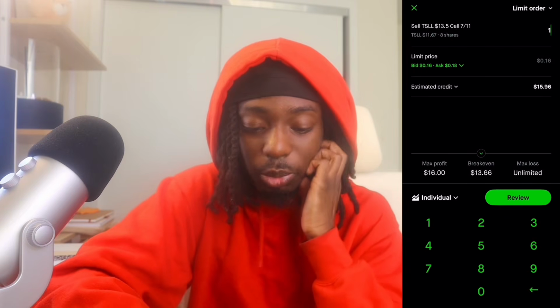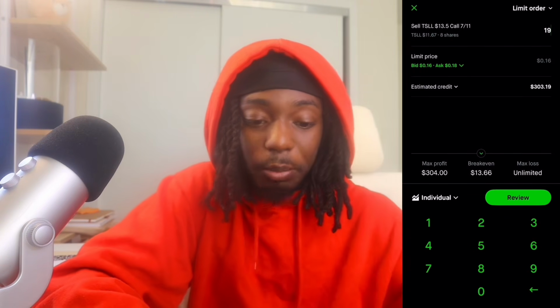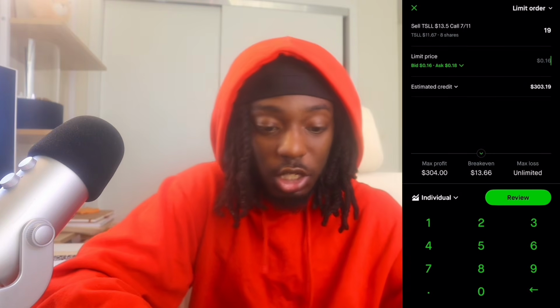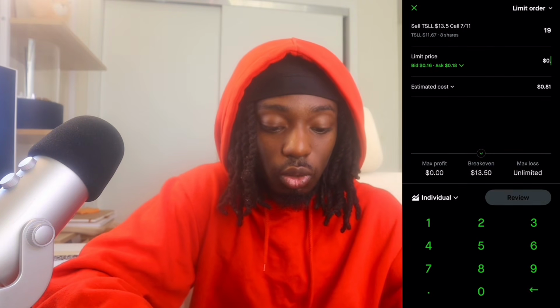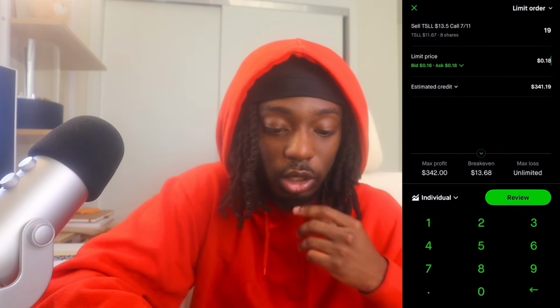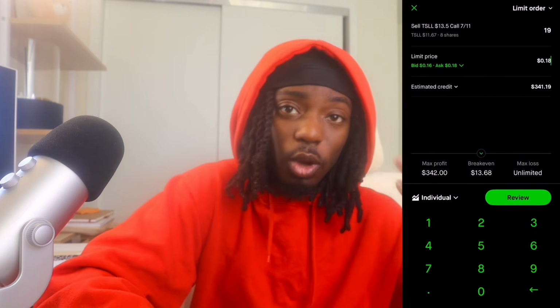19 contracts. We're going to put 19 right here, and I can make another $303. And then I could change my bid to ask to max it out at the 18. I can make $341. This is in 1 day.